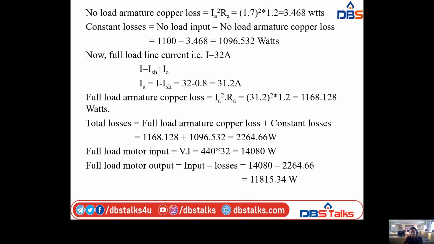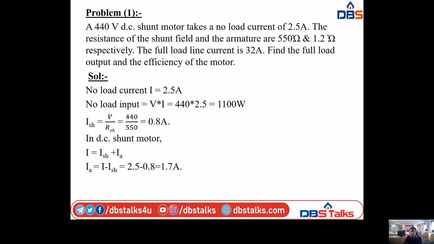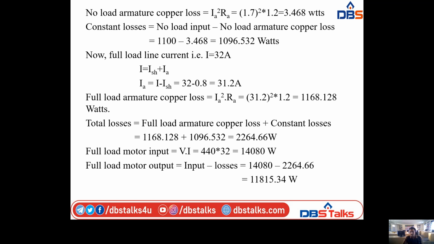And now we have to calculate the full load. That's why firstly we have to calculate the full load line current. In the previous case they already gave the no load current, but here we have to calculate the full load current. In the problem they already gave that the full load line current is 32 amperes, so no need to calculate this one. So full load line current, I, is equal to 32 amperes.